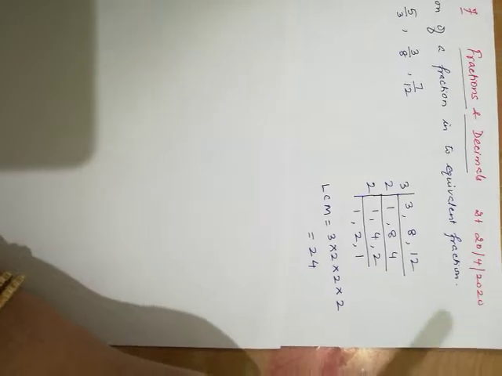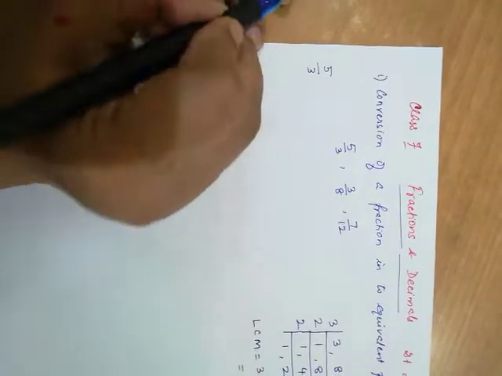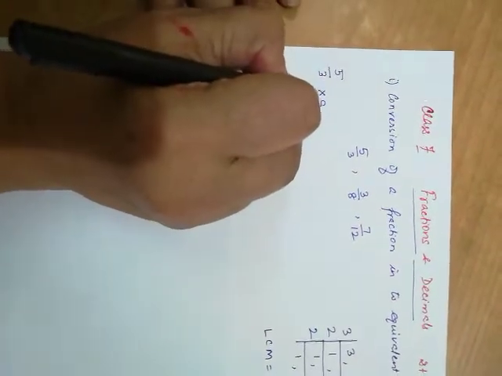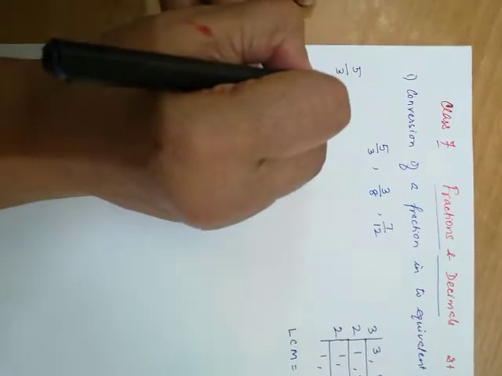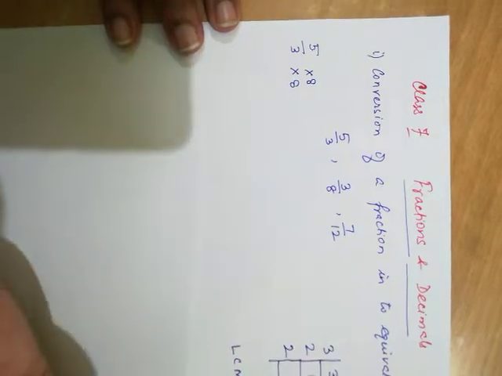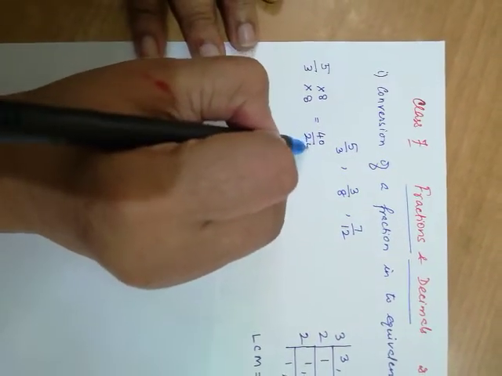Right? So now what we'll do? We will change this 5 by 3. The denominator we change it into 24. To make it 24, we have to multiply this by 8. When we multiply the denominator by 8, we have to multiply the numerator also by 8. So what you get? 40 by 24.